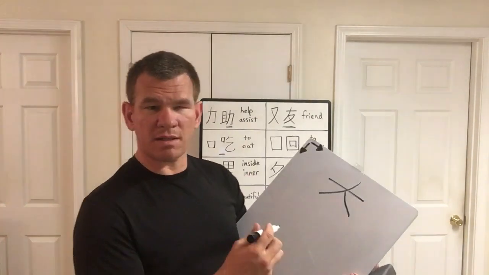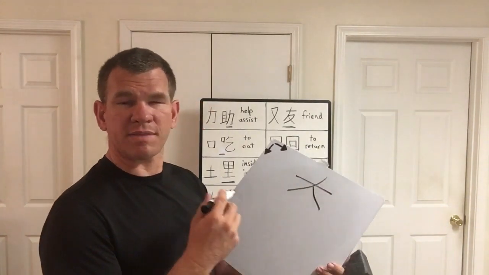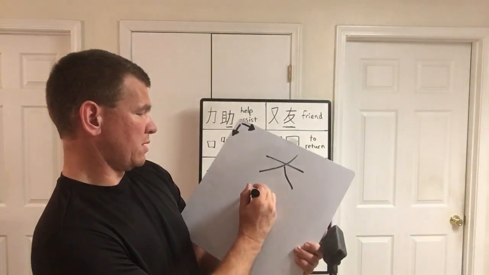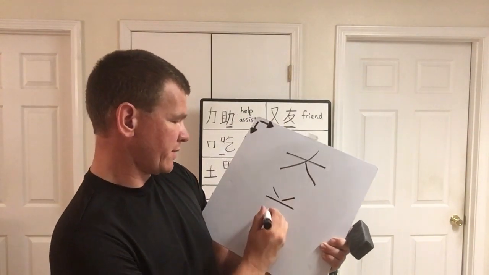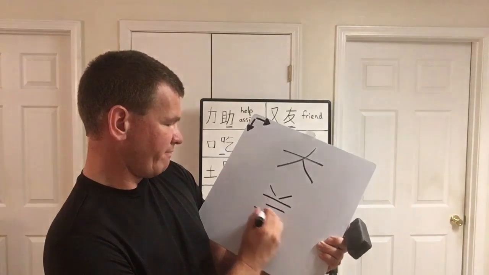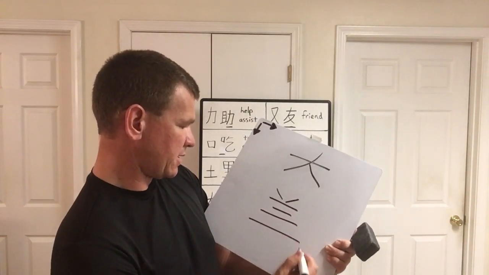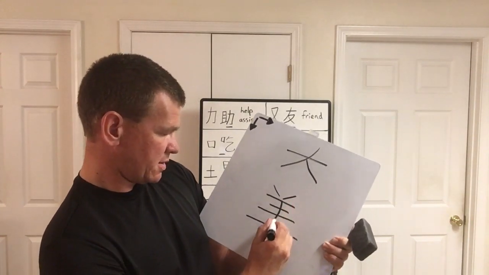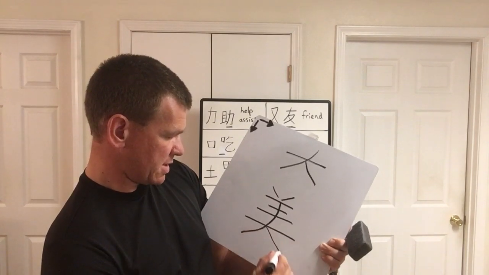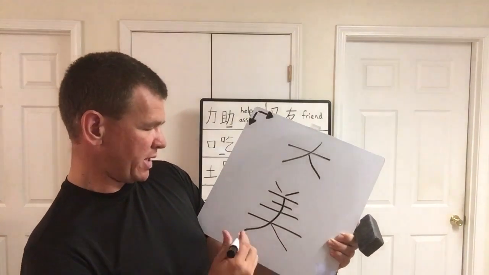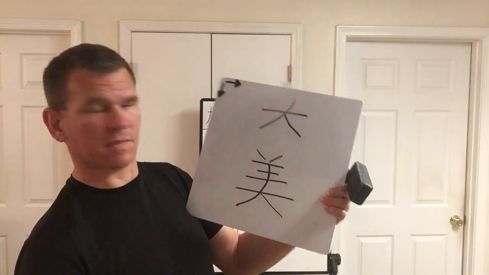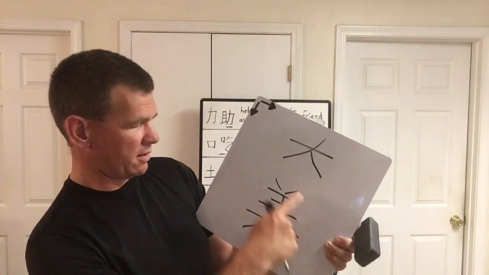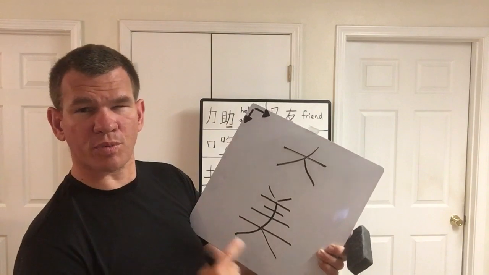It's going to be the character we're drawing is beautiful. So 1, 2, 3, 4, 5, 6, 7, 8. So big is the part on the bottom. So big, and then this one is beautiful or pretty.